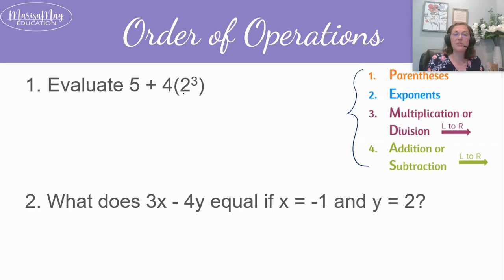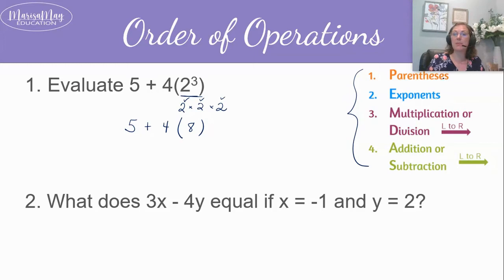So we have 5 plus 4 times (2 to the third). Now we have parentheses, so that just tells us that what's in the parentheses we need to calculate first, this 2 to the third. A lot of people think this is 2 times 3, but it's actually not. It actually means to write the 2 three times and multiply them together. So let's do it. 2 times 2 gives me 4, times 2 again gives me 8. So this time I'm going to replace the parentheses with an 8.